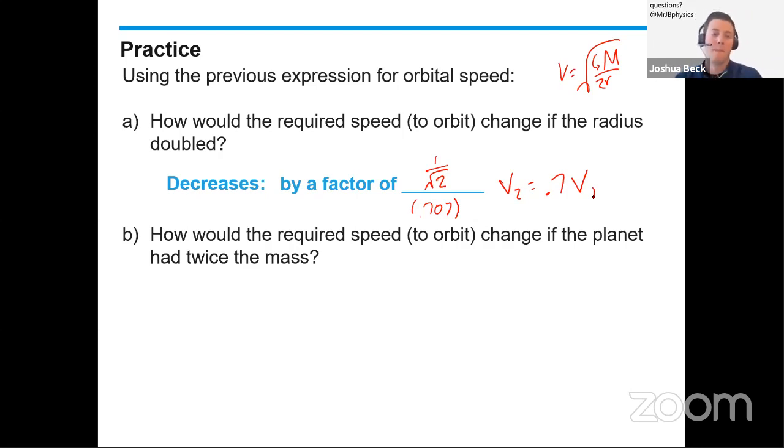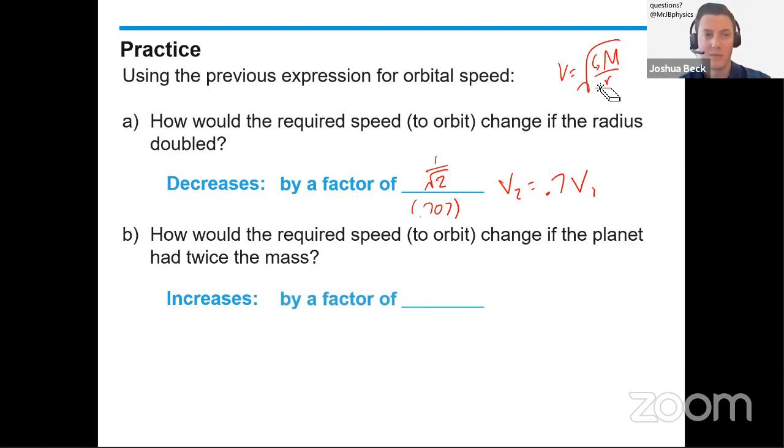Let's look at part B. How would the required speed to orbit change if the planet had twice the mass? So going back to our original, but now we replace the planet. I don't know how we do that, but let's just say we replace the planet with one with twice the mass. In this case, we would expect an increase in velocity. But is our velocity going to double? I'm doubling the mass, so maybe I have to go twice as fast to stay in orbit. Well, no, it's going to increase, but by a factor of how much?